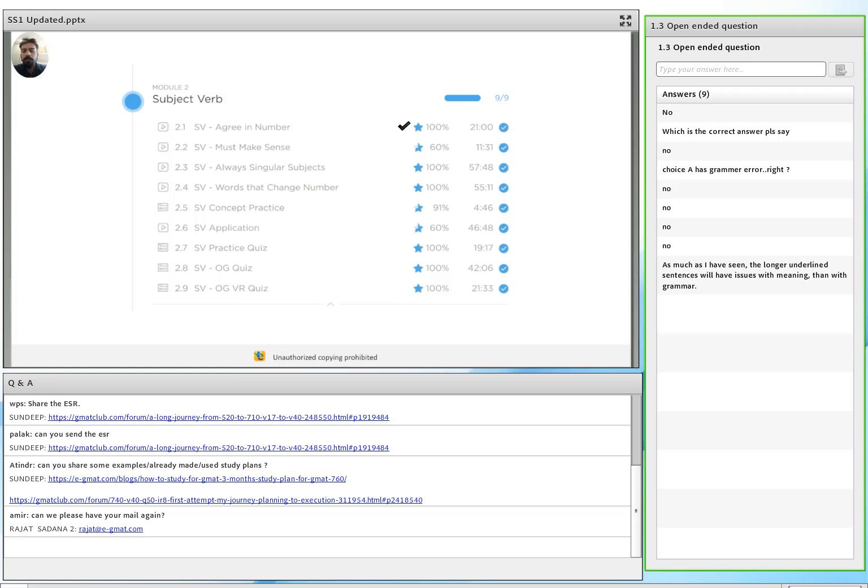Tejas says, as much as I've seen, the longer underlined sentences will have issues with meaning rather than with grammar. Tejas, come to the next session. We'll show you small underlined sentences that have issues with meaning. So just come over to the next session.